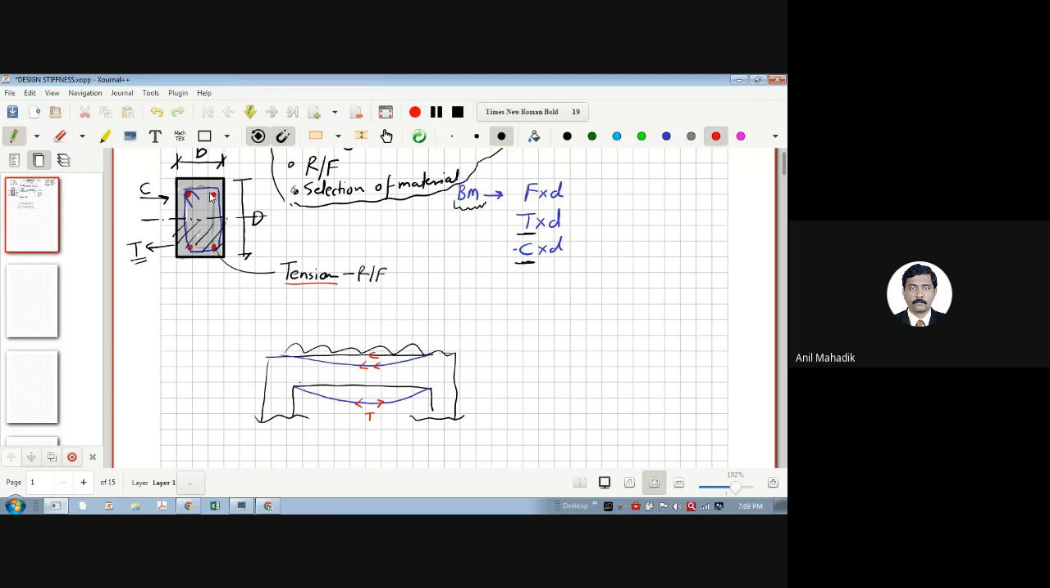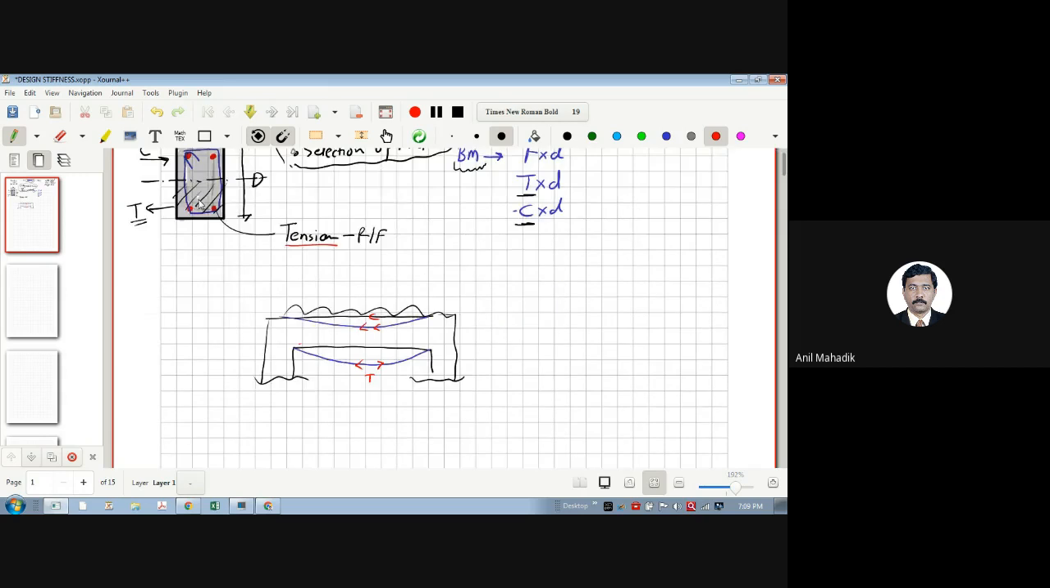So that is the meaning of design in totality. Now, what are the aspects we check in design? These are the important aspects. If you check them, then we can say the design is safe.